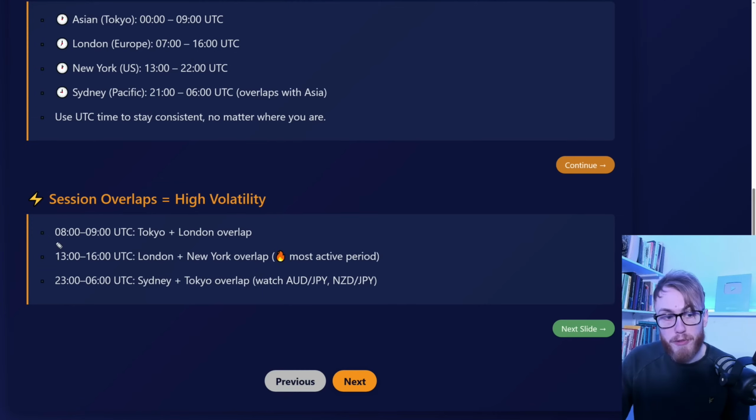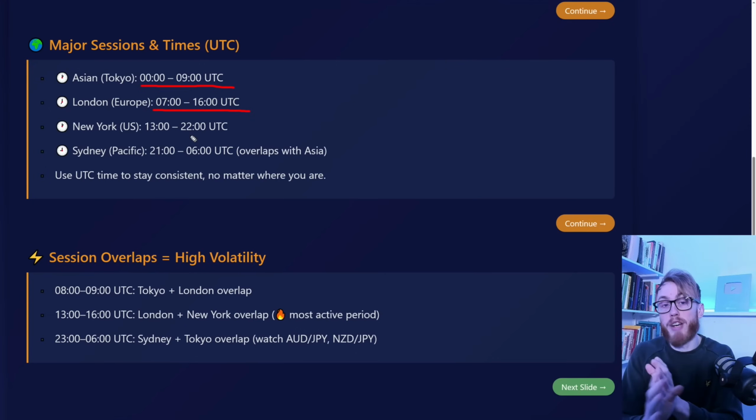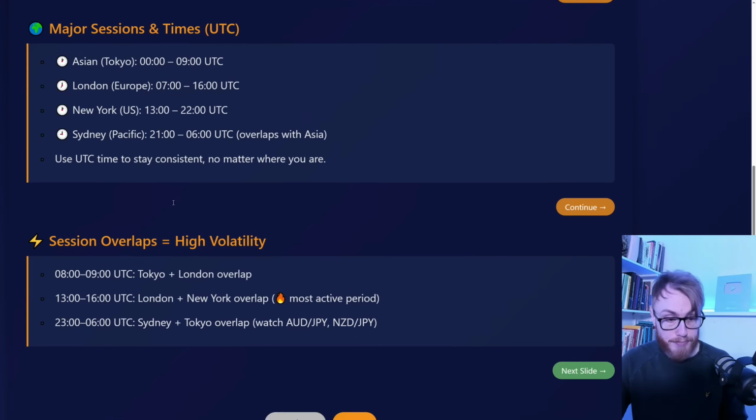So for example, from 8 to 9 UTC, or I actually think it's all the way from 7 to 9 UTC, so it might be an error here, Tokyo and London overlap, because remember, we have the Tokyo session from 0 to 9 UTC and the London session from 7 to 16 UTC. So we do have an overlap, and this will basically increase trading activity.